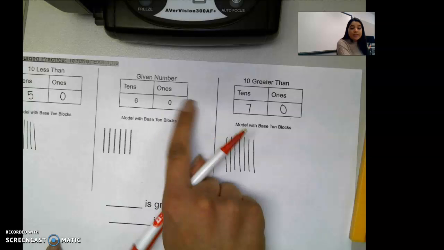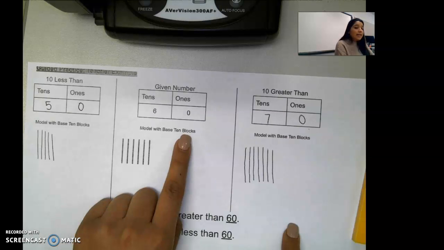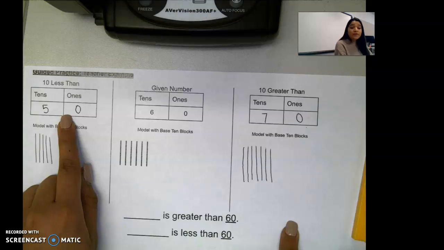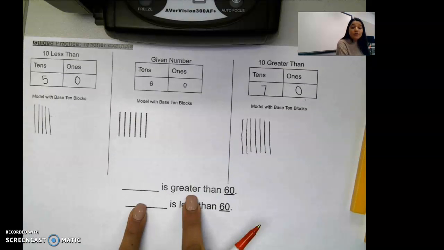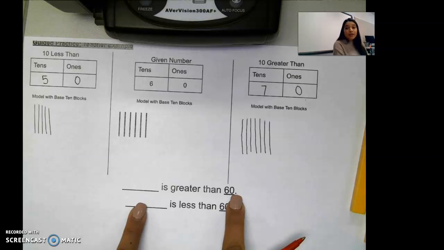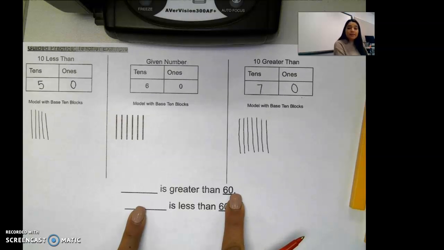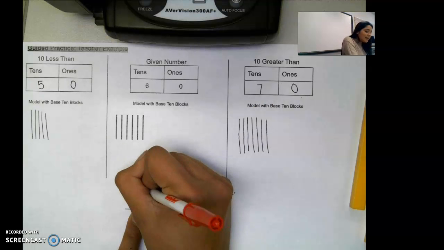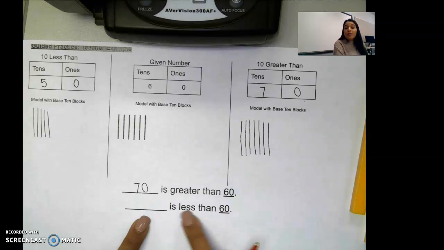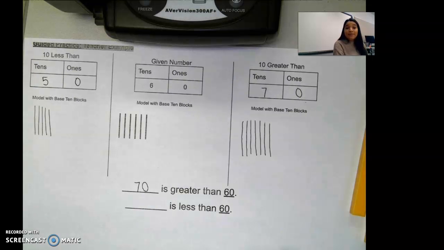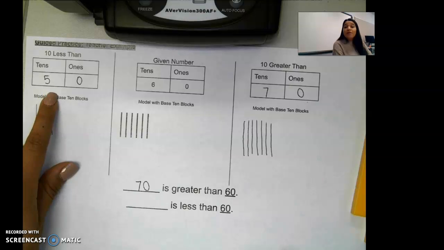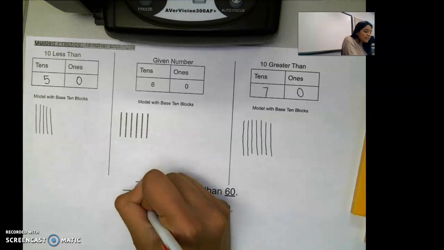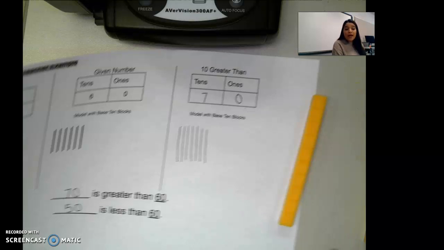So 10 more than 60 is 70, and 10 less than 60 is 50. So what number is greater than 60? What number did we come up with that's greater than 60? Ding ding, 70. Awesome, because we added 10. What number is less than 60? Woohoo! 50. 50 is less than 60 because we took 10 away. Now let's look at a different number.